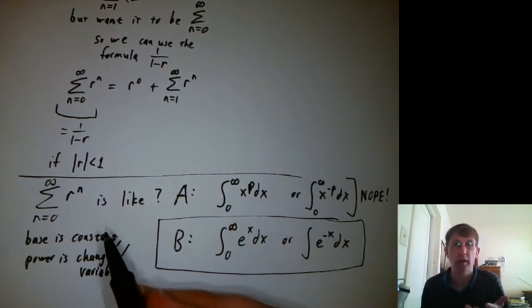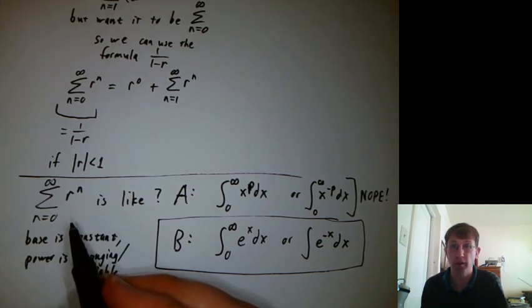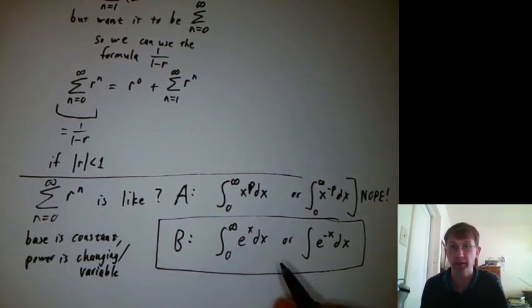So that's partly why the geometric series is so important. It's like exponential decay, basically, which is really important in the continuous world.